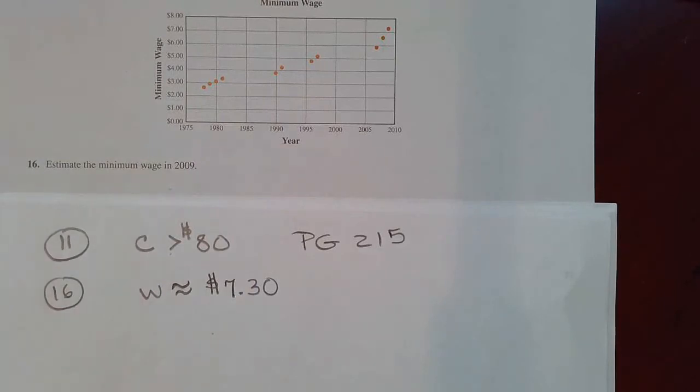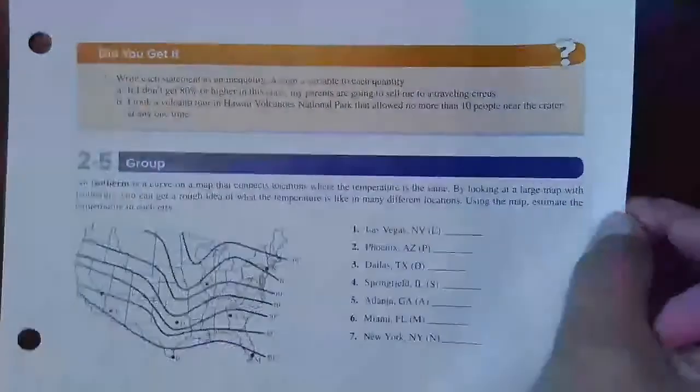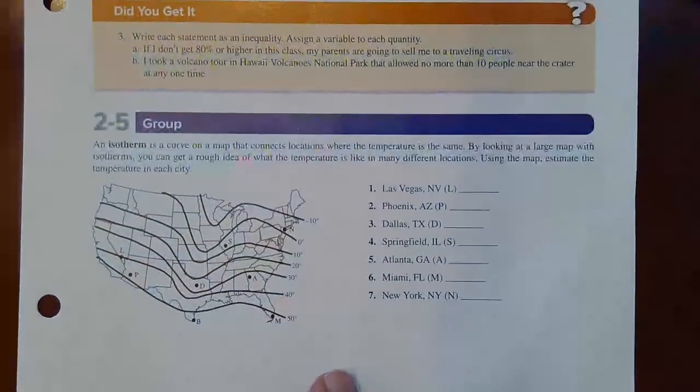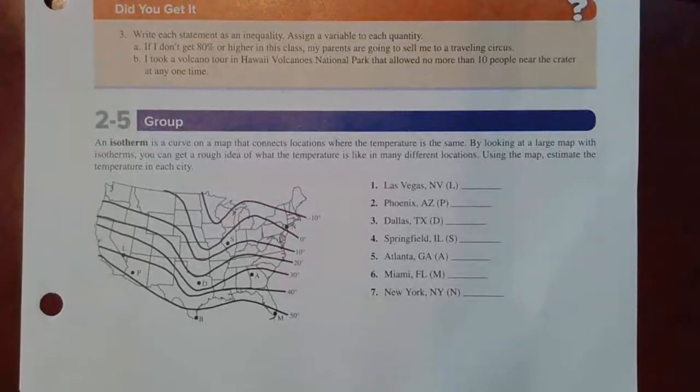Let's see, what other kinds of graphs are there? There are other graphs in this section. Here's another one on page 217. This is called an isotherm map. They create these isotherm maps when they're trying to chart the temperatures in certain regions of the country.